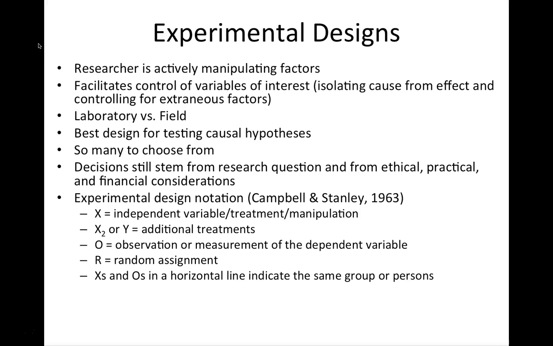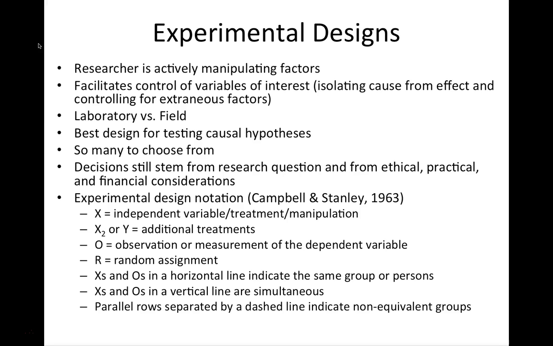And when we're talking about X's and O's in a horizontal line, we're indicating the same group or people who are being exposed to the treatments or the independent variables and are being measured. X's and O's that are in a vertical line are things that are happening simultaneously in time. And parallel rows separated by a dashed line indicate non-equivalent groups. And so hopefully that will be clear as we talk through each of these designs. And left to right indicates temporal order. So much like we read things.